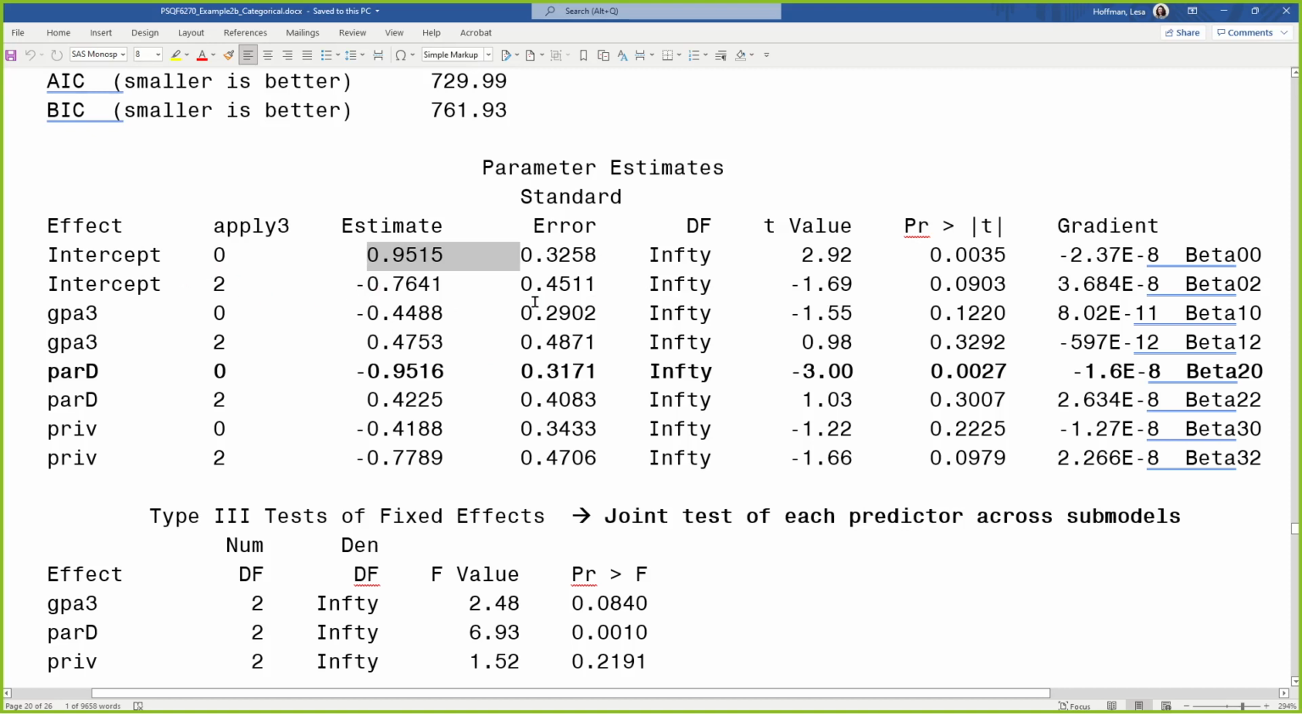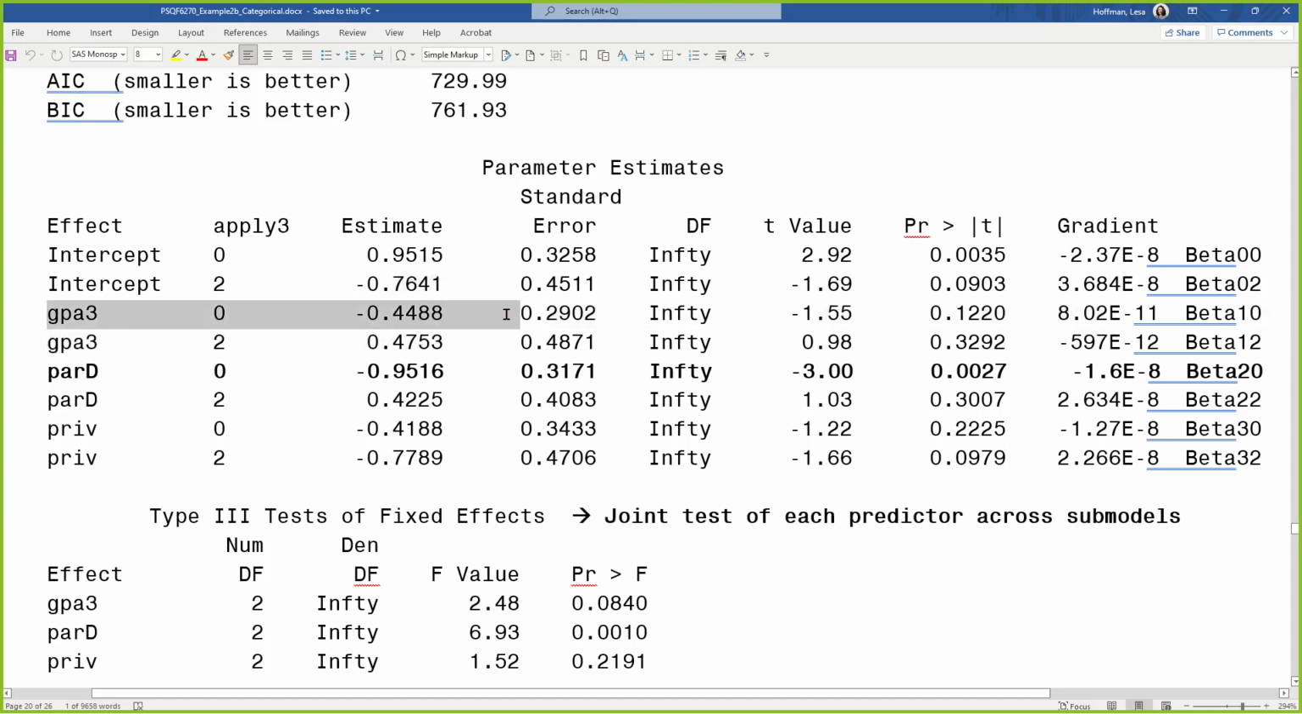Good. How about this one? Logit of minus 0.76. This is still, this is 2 compared to 1 now, when the rest of your predictors are 0. When the rest of your predictors are 0, exactly.